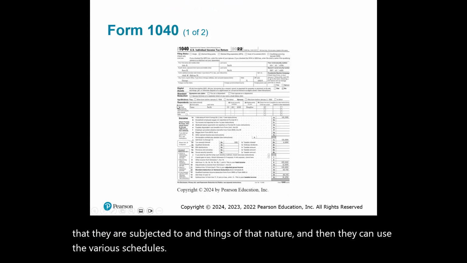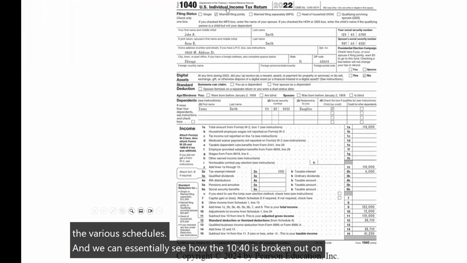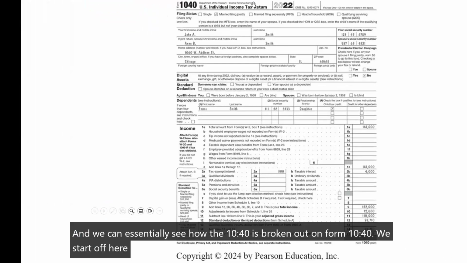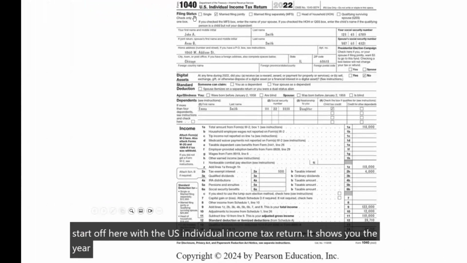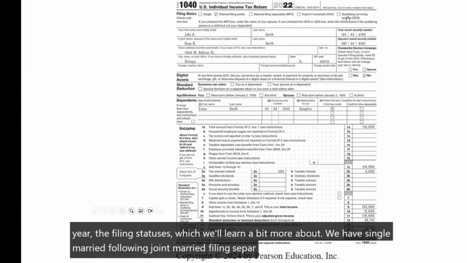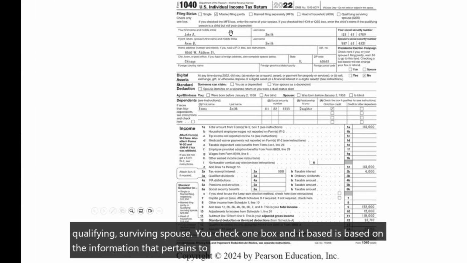And we can essentially see how the 1040 is broken out. On Form 1040, we start off here with the U.S. individual income tax return. It shows you the year and the filing statuses, which we'll learn a bit more about. We have single, married filing joint, married filing separate, head of household, qualifying surviving spouse. You check one box, and it's based on the information that pertains to you for the specific year.